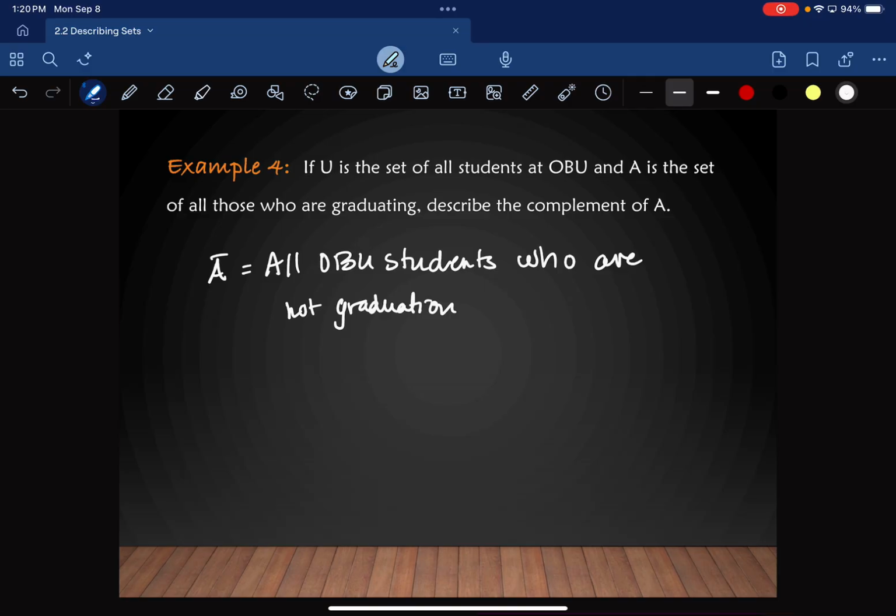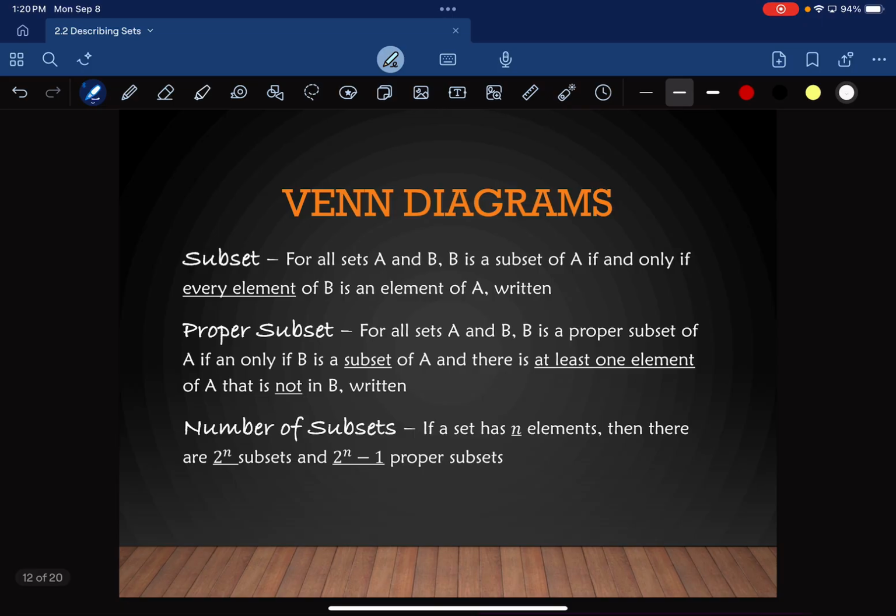And we also have something called a subset. So a subset is simply a smaller collection inside the set you already have. So for all sets A and B, B is a subset of A if and only if every element of B is an element of A. I'll draw you a picture in just a second, but first the notation for subsets looks like this.